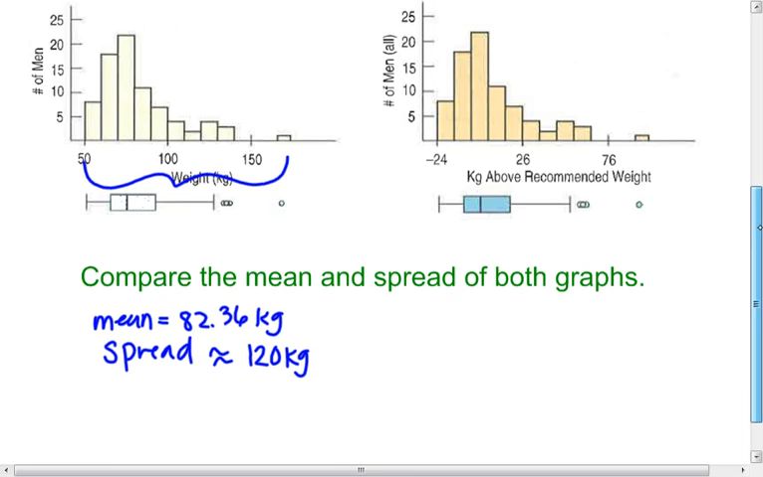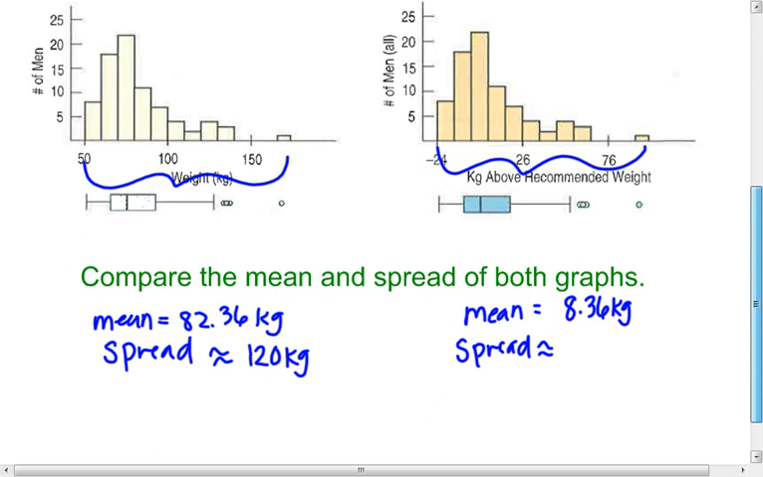Then with the data on the right here, they again calculated the mean, and they told you above that the mean now was 8.36 kilograms, because they subtracted 74 kilograms from every person's weight in the original set and got an average of 8.36 kilograms. Then, if you look at the spread of this histogram over here, again, it's going to be about 120 kilograms.